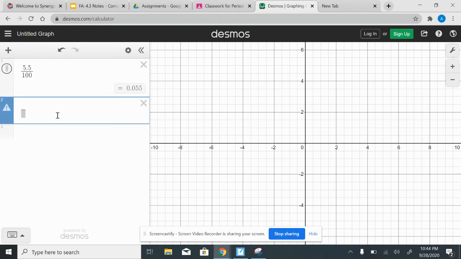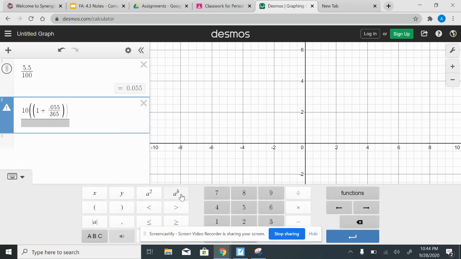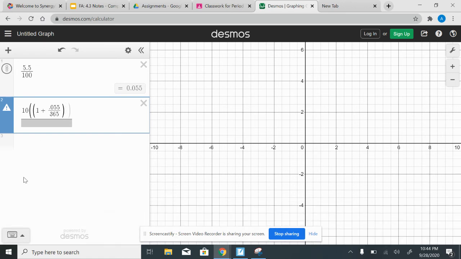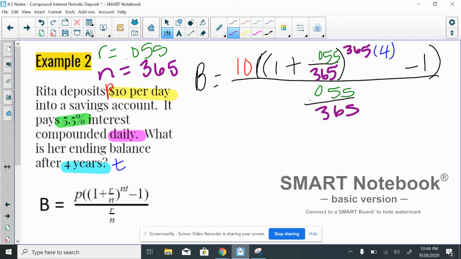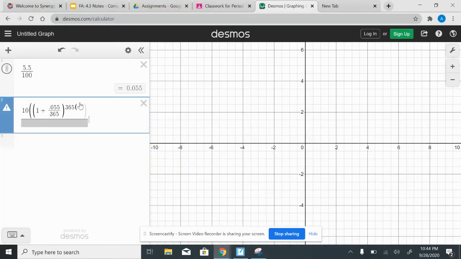So again, starting with that fraction bar, I'm going to have 10 double parentheses, 1 plus that rate of 0.055 divided by the end value of 365. 1 parenthesis here, and we're going to raise it to, and I'm just going to do this differently. I can use that keyboard to hit the AB key and get that exponent. And I'm going to type in 365 times my time value of, I remembered everything but the time value. The time value is a 4. So I'll plug that in as my exponent.